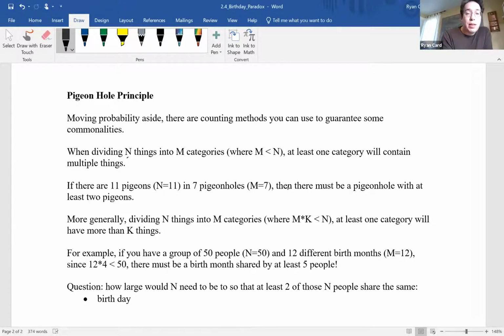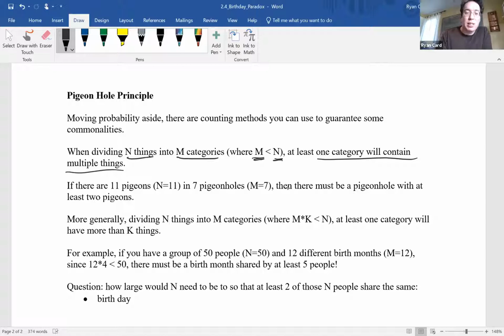If you have n things and you put them in m different categories, and the number of categories is less than the number of things you're splitting, then at least one category will have to contain multiple things. So that might have been a little bit too abstract. So let's attach concrete numbers to it.